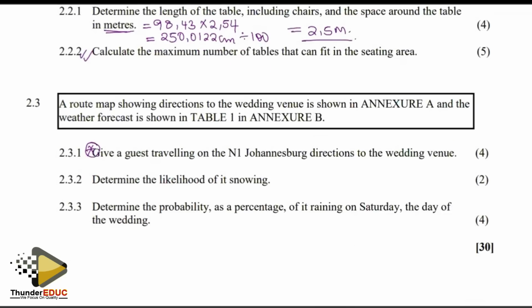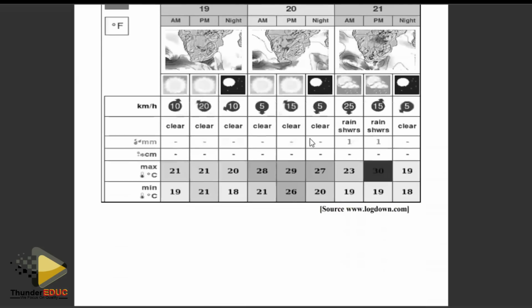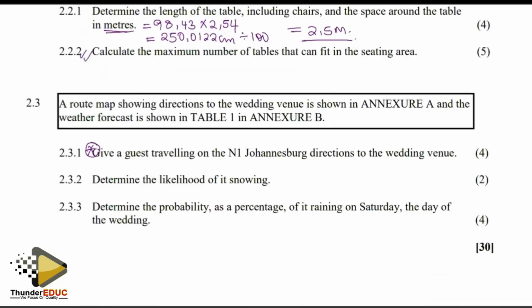So we come to the weather chart here and we look for snow. The chance of it snowing is 0. Likelihood, we say unlikely. Oh, it's impossible.